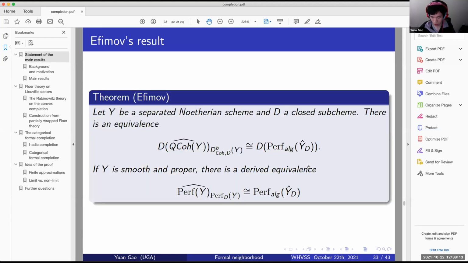Then Efimov's result for the formal completion is that he actually considered an arbitrary separated Noetherian scheme and a closed subscheme. Then there's an equivalence of derived categories of this form. You complete the derived category of quasi-coherent sheaves on Y along the subcategory of quasi-coherent sheaves on Y with coherent cohomology supported on D. And that's equivalent to the derived category of the algebraizable perfect complexes on the formal neighborhood. And in particular, when Y is smooth and proper, then this gets improved to a derived equivalence on the formal completion of perfect complexes on Y along perfect complexes with cohomology supported on D to the category of algebraizable perfect complexes on the formal neighborhood.